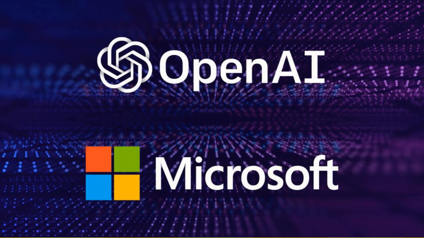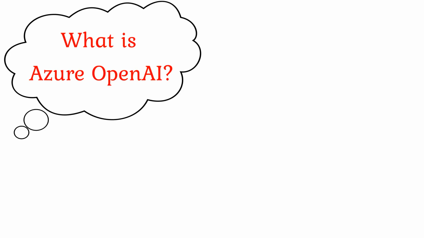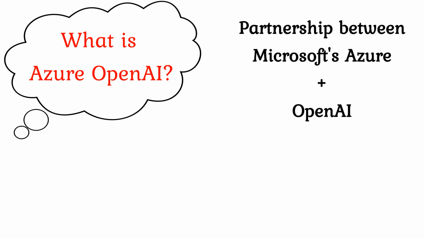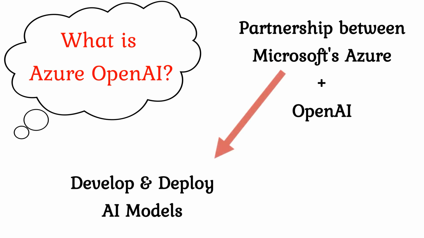Today we are going to talk about Azure OpenAI, that is a cloud-based platform for artificial intelligence. So what exactly is Azure OpenAI? It's a partnership between Microsoft's cloud platform, that is Azure, and OpenAI, that is the leader in AI research and development. This platform provides the infrastructure and tools which are required to develop and deploy AI models, and it makes it easier for organizations of all sizes to take advantage of the power of artificial intelligence.